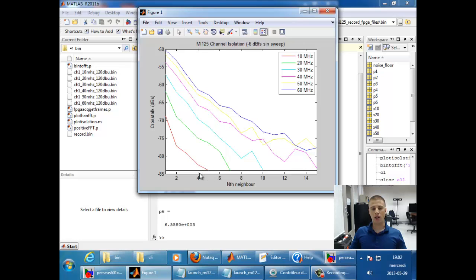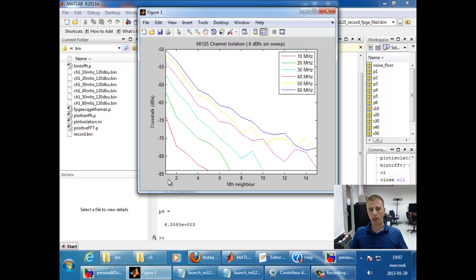We see that as we go further apart between the channels, so if we look at the difference between channel 1 and 2, 1 and 3, 1 and 4, 1 and 5, we notice that the crosstalk decreases as the nth neighbor increases, or as we get further on the board.